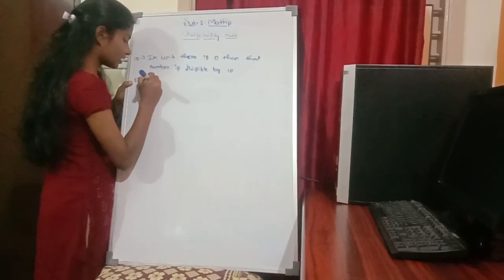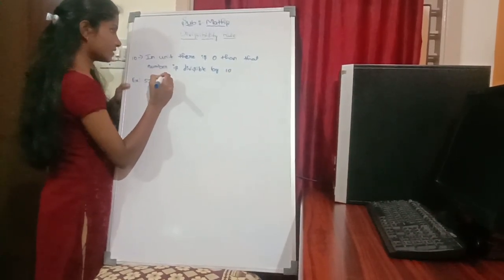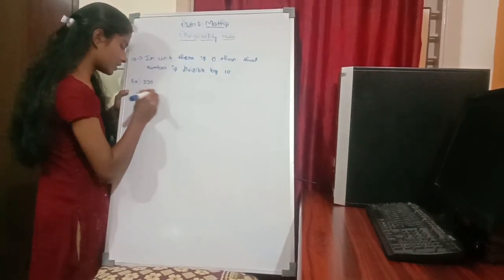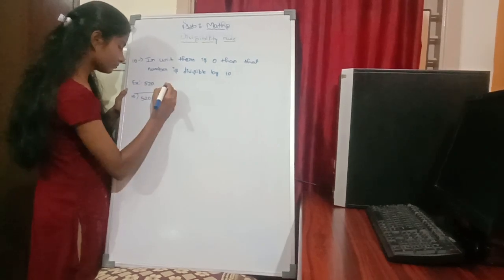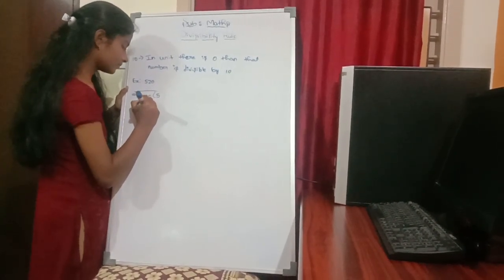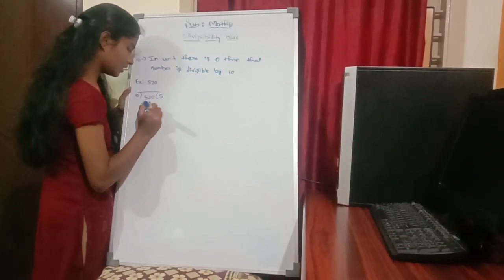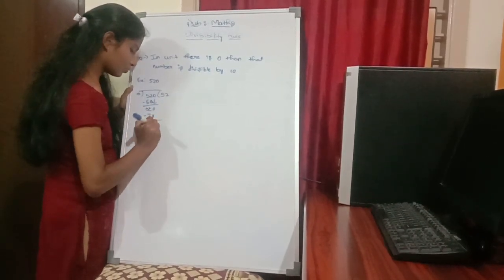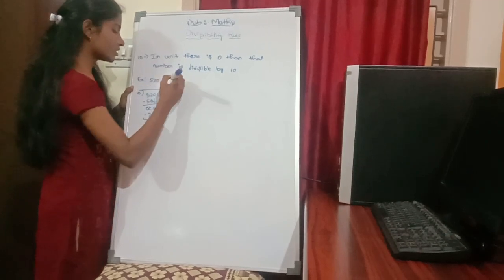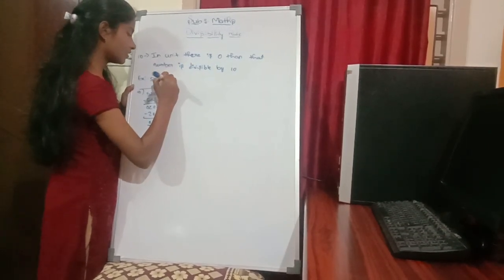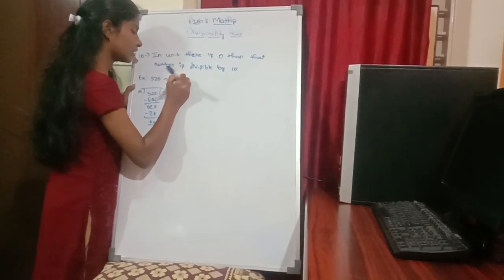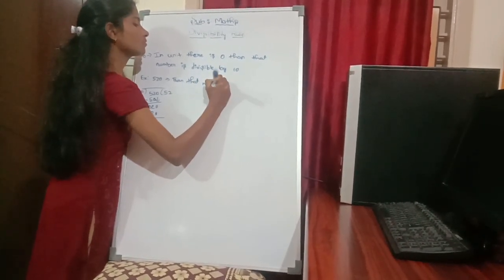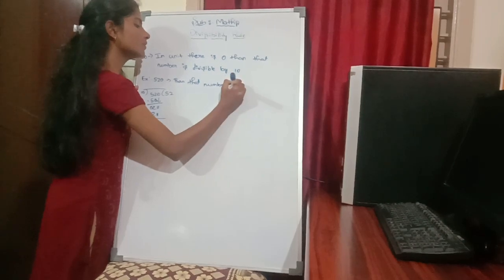Here I will take 520. Let's divide it by 10. 520 divided by 10. 10 fives are 50. Let's bring down 0. 10 twos are 20. Here 520 is completely divisible by 10. Then that number is divisible by 10.